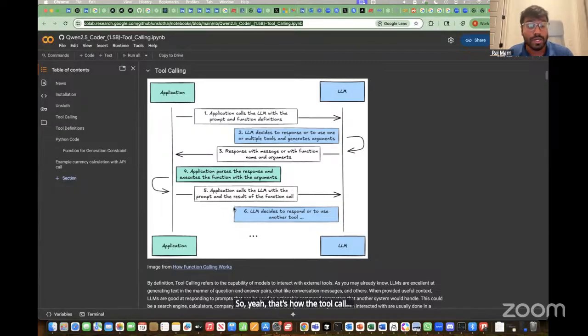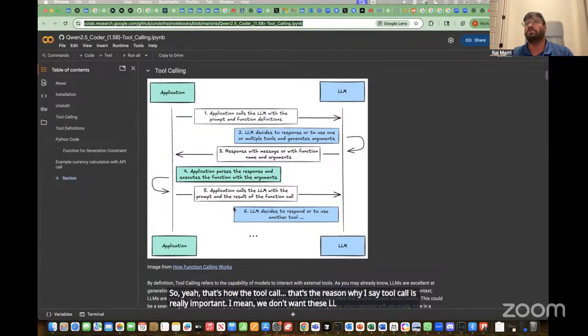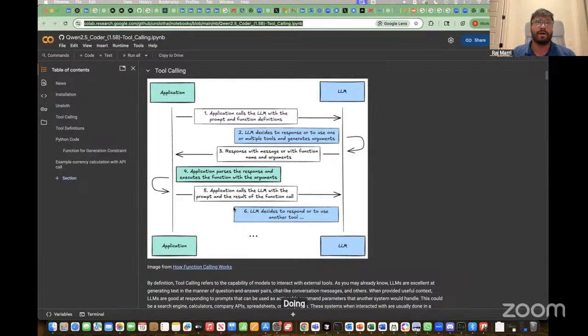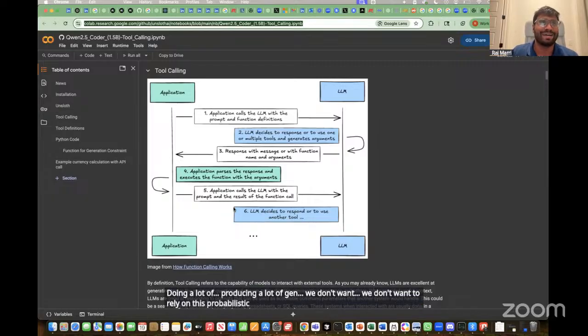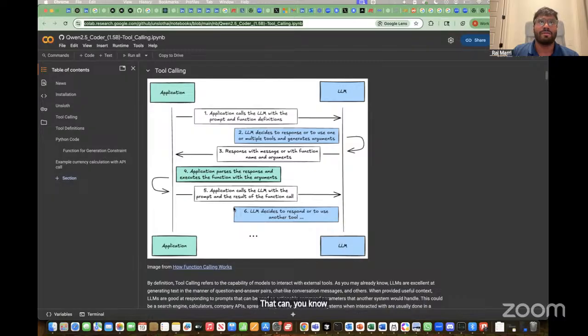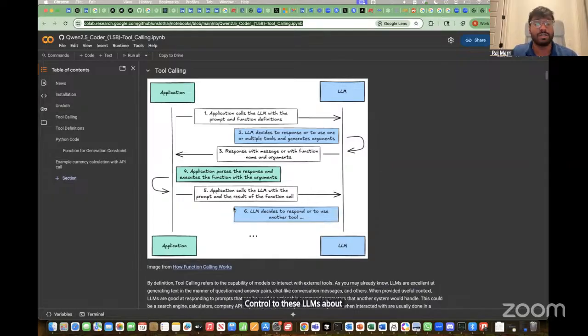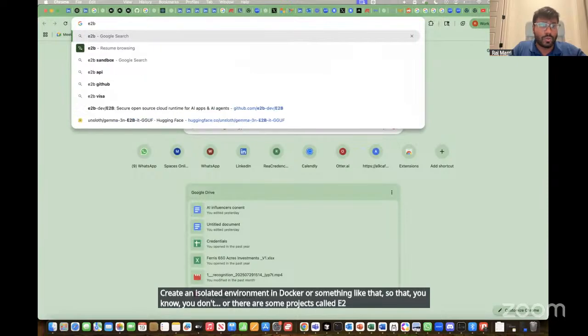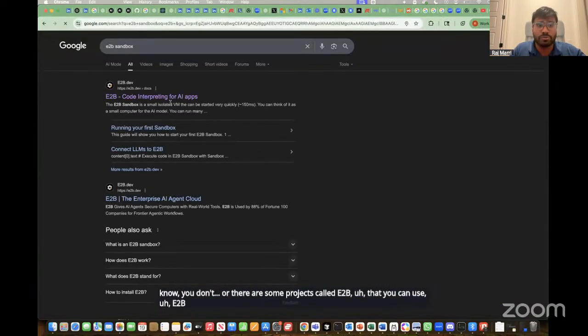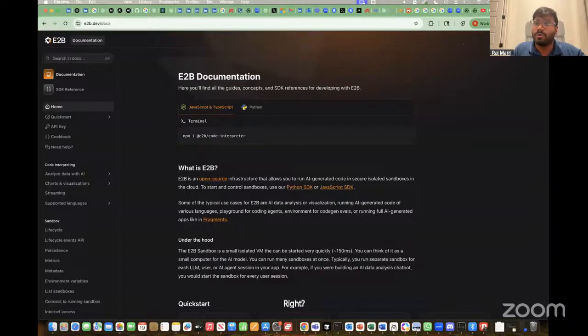That's the reason why I say tool call is really important. We don't want to rely on these probabilistic machines to generate something that can impact your systems. Don't give control. If you want to give control to these LLMs, for example for an agent that is writing code or doing some operations, create an isolated environment in Docker or something like that. There are also projects called E2B, E2B sandboxes, that you can use to do that. So don't give control over to them.